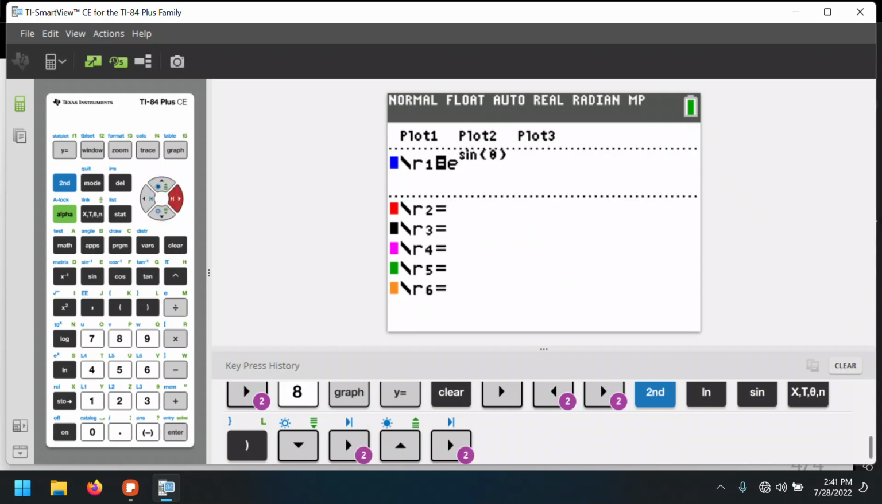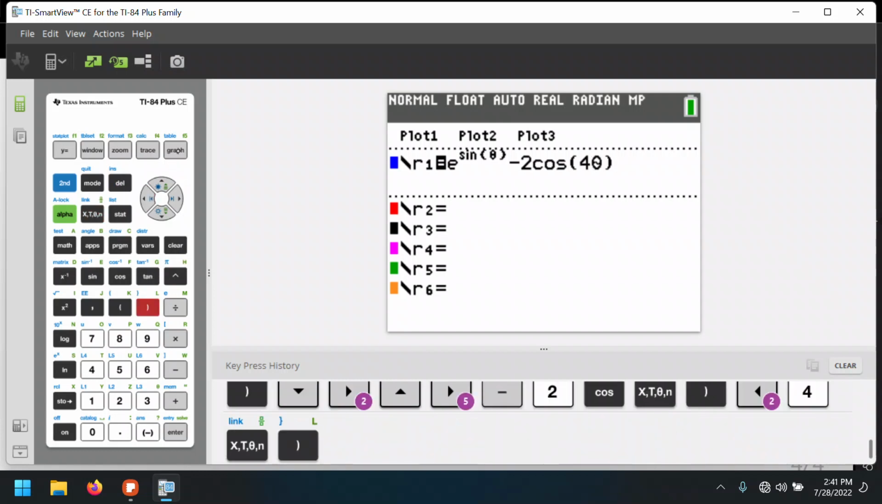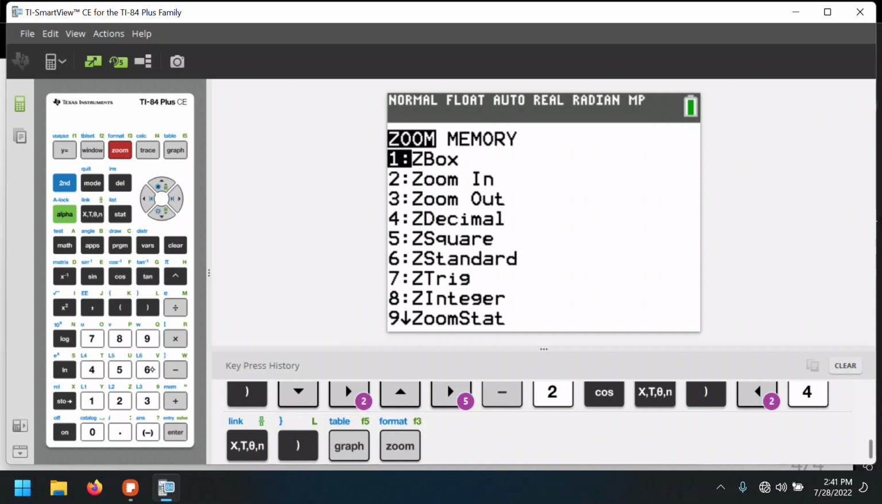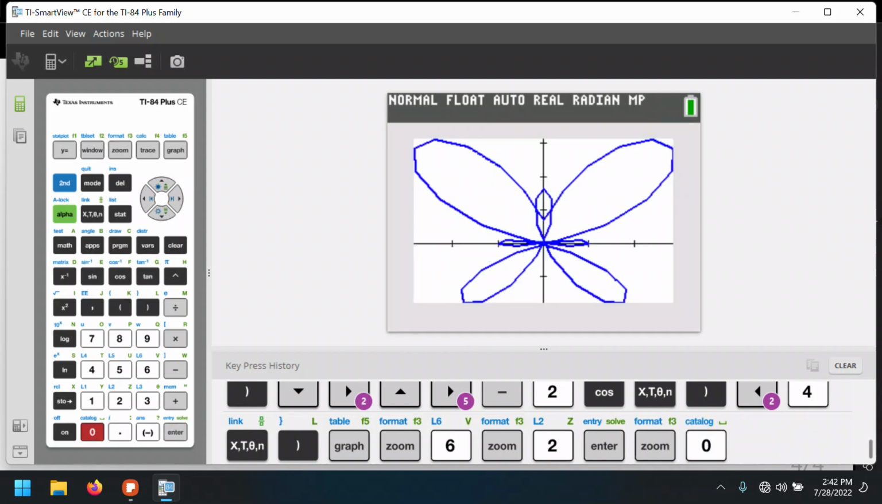minus 2 cosine, oh, 4 theta. And there's our butterfly here. Zoom standard, well, maybe zoom in, no, maybe zoom fit. There you go. And it's a little sharp.